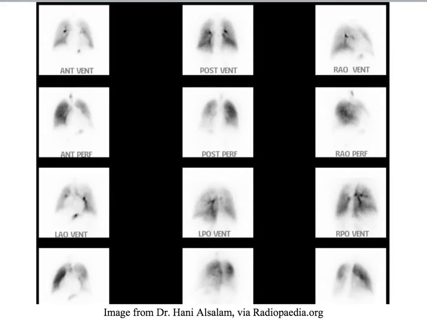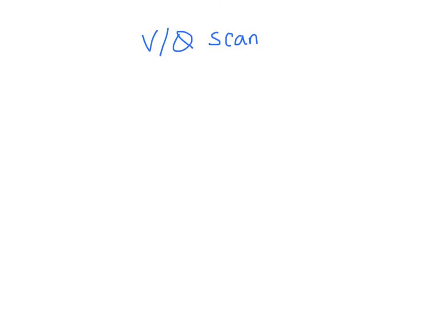An example for a VQ scan is here. If we look at this image for ventilation and compare it to the corresponding perfusion image, we can see that there is lack of blood flow in the basal part of the lungs. This is highly suggestive for a PE. A VQ scan is the most helpful in normal lungs. It is not as sensitive or specific as CT scan.